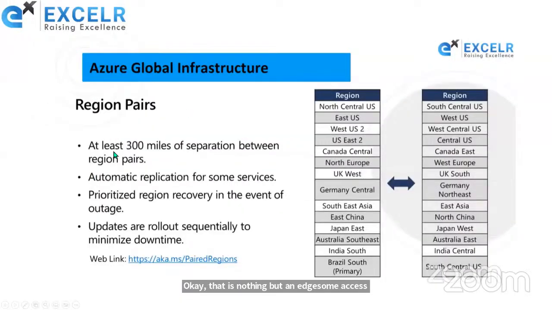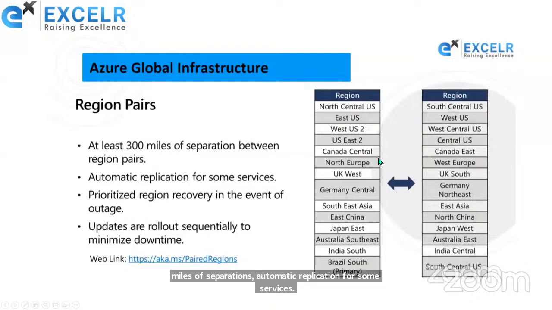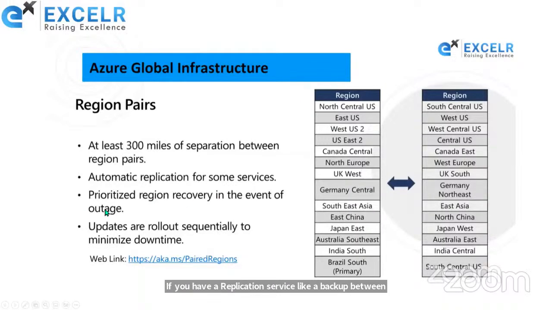And the region pairs, with at least 300 miles of separation between the region pairs. You can see between region to region, how much distance it is maintaining: 300 miles of separation. Automatic replication for some services. If you want a replication service, like a backup from one region to another region, you can configure that. Prioritized region recovery in the event of an outage. If there is an outage of one region, the data can be quickly backed up to the other regions and you can have a quick recovery from the backup location. That's how it is helpful.